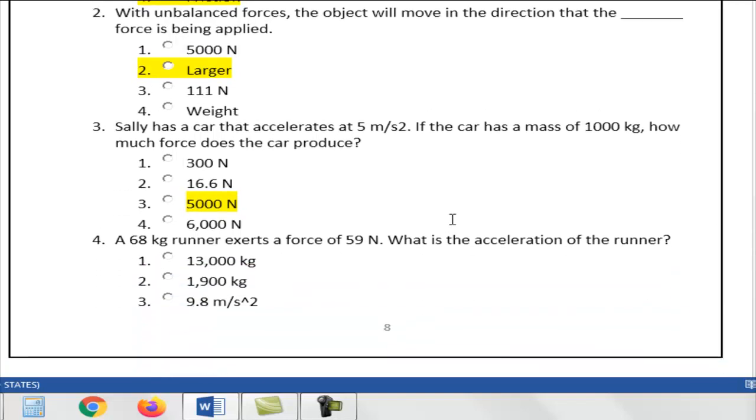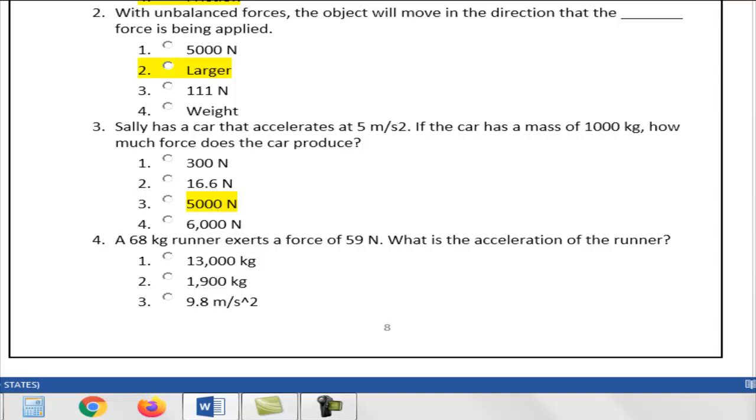Number 3, Sally had a car that accelerates 5. The car has a mass 1000. How much force does the car produce? We know that from Newton's second law, force equals mass by A. So the mass here will be 1000 and A 5. So the force, it will be 5000 Newton.